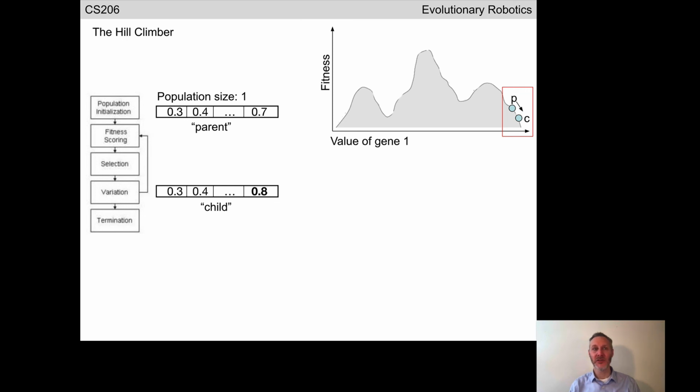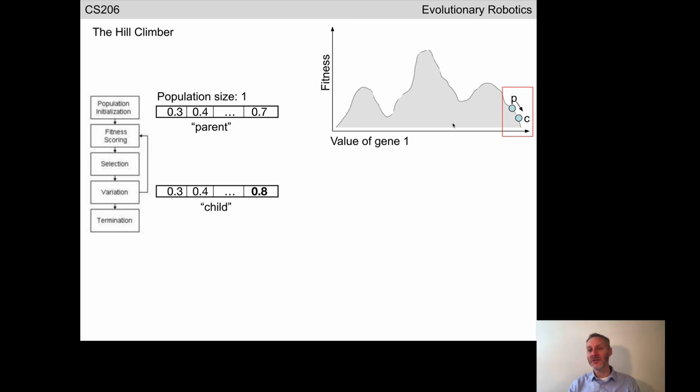Feel free to unmute yourself and offer an idea if you have one. We could add mutations randomly. So mutations are currently being added randomly. Matt says we could increase variation. So the amount that we vary the child when it's produced from the parent, we could increase that variation.